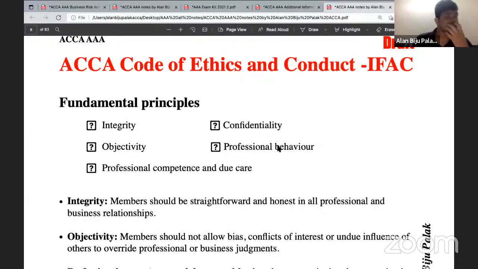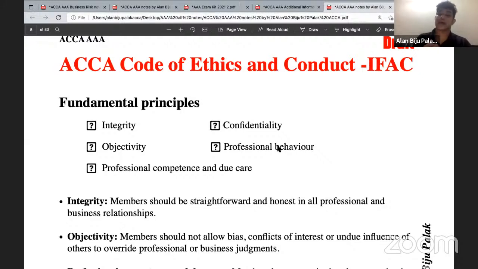So which are the fundamental principles? Integrity, objectivity, professional competence and due care, confidentiality, and professional behavior. Integrity means that you must always be straightforward in all your business and professional relationships. You should not do any type of dishonest activities. You should not do anything that may affect your professional behavior. That is what is meant by integrity. You must always be straightforward, and you must be honest in all kinds of business and financial relationships.